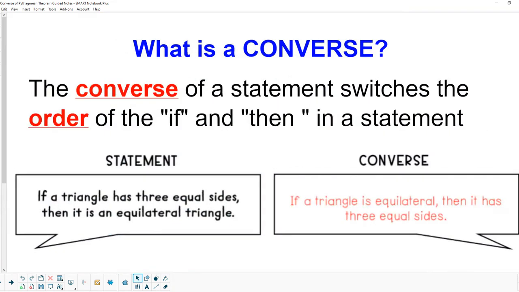Well, what is the converse? The converse of a statement switches the order of the if and the then in the statement. For example, if I started out with the statement, if a triangle has three equal sides, then it is an equilateral triangle. Well, the converse to that statement would be, if a triangle is equilateral, then it has three equal sides. So they're very similar statements, but stated in a different way.